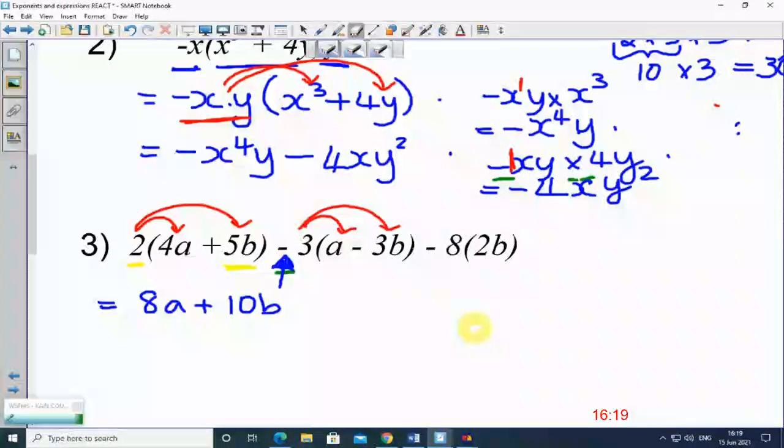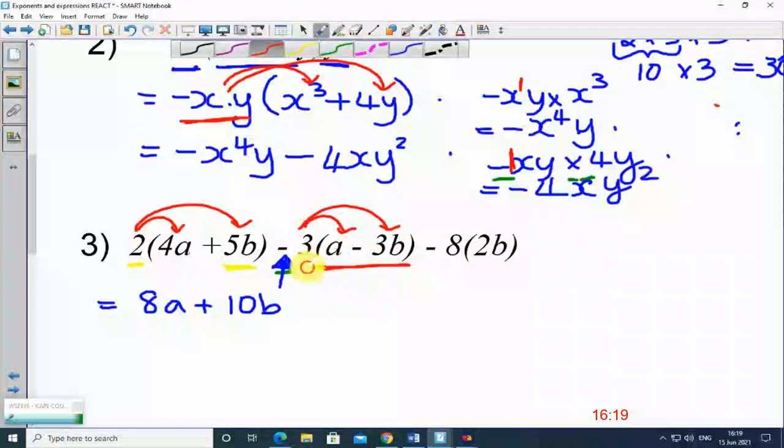What we're saying is I want to multiply this bracket by 3, but I want to minus everything. So if I multiply the a by 3, I'm going to get 3a, but it has to be minused. So I'm going to get minus 3a. Then if I multiply the minus 3b by just the 3, I would get minus 9b. But I have to subtract that minus 9b.